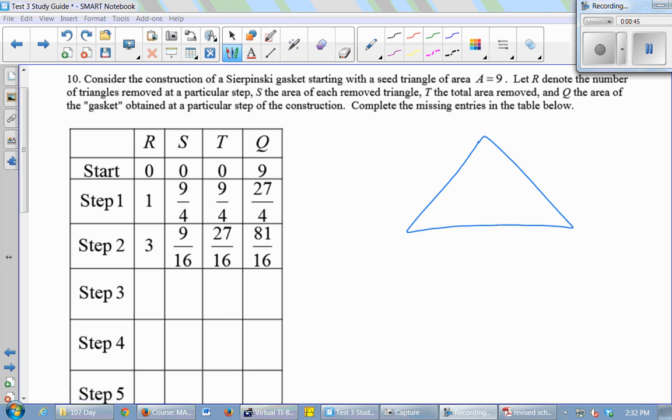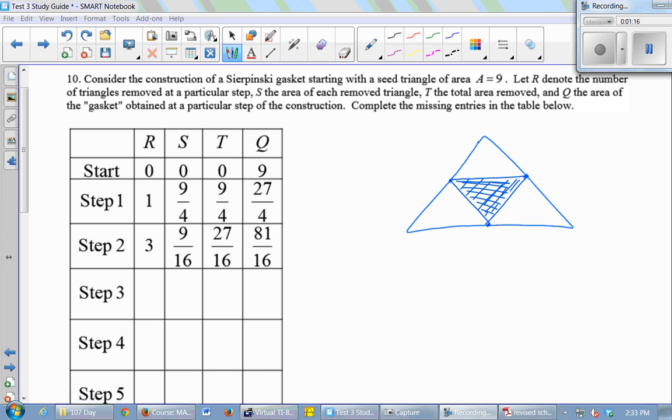All right, then in step 1, I connect the midpoint of each side, and I remove the middle. So this middle triangle gets removed. Okay, so that's removed. R is the number of triangles removed, so it's just 1 in this case. I took out 1 triangle. And S is the area of that removed triangle.